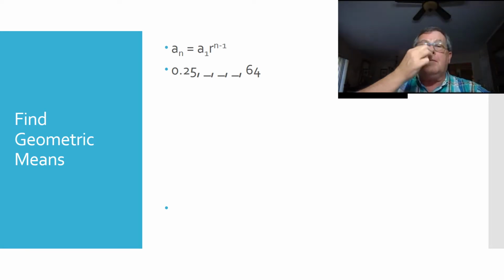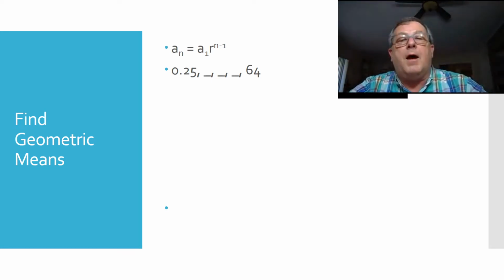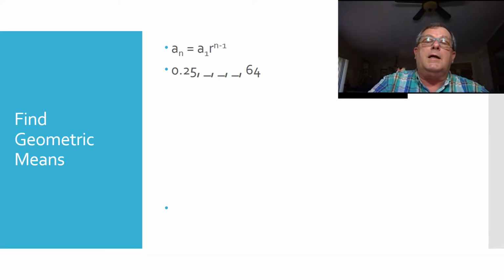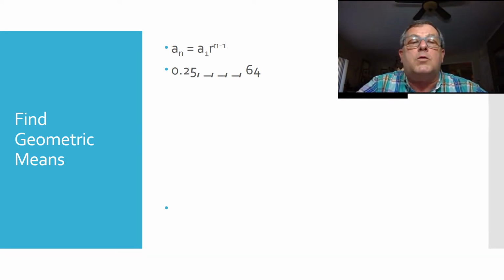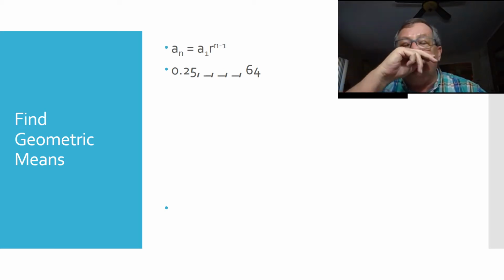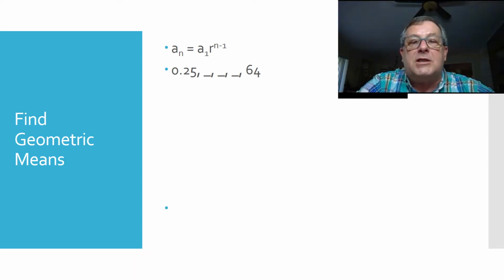Okay, all right, so I'm still looking at my nth term formula: an equals a1 times r to the n minus 1. In this case, I'm given a1, 0.25, and I'm given 64 as a5, the fifth number in the sequence. I'm asked to find the geometric means of the three numbers between 0.25 and 64 in this geometric sequence.